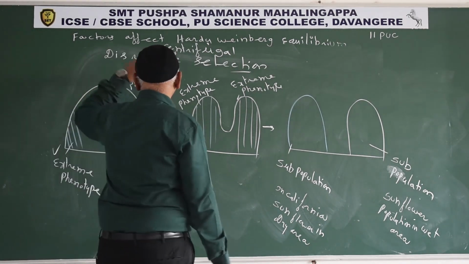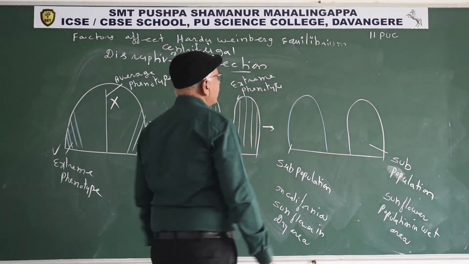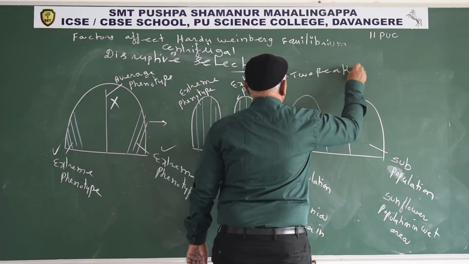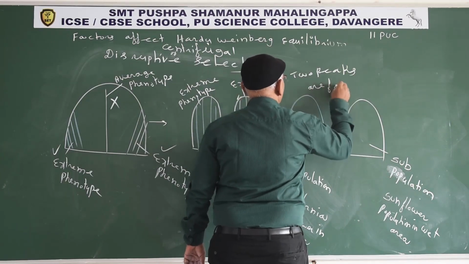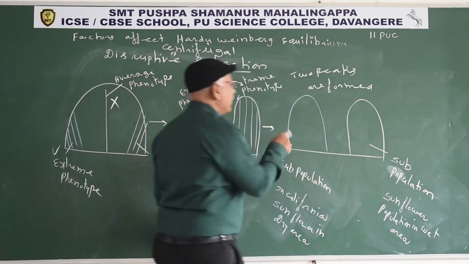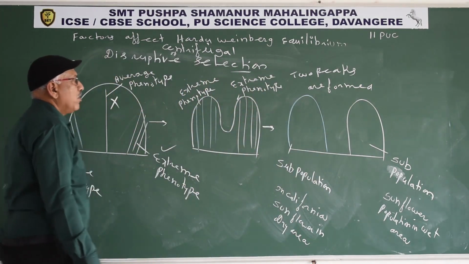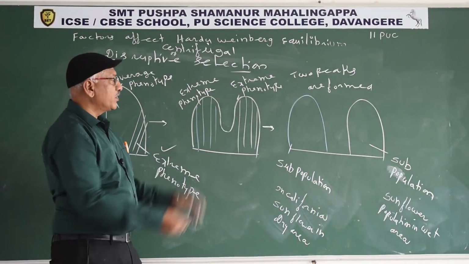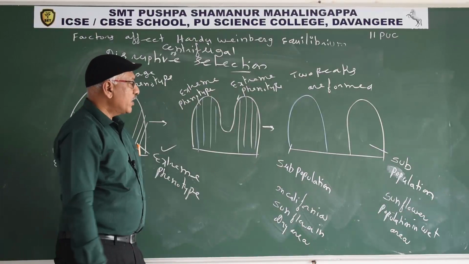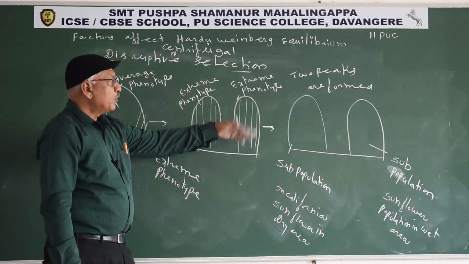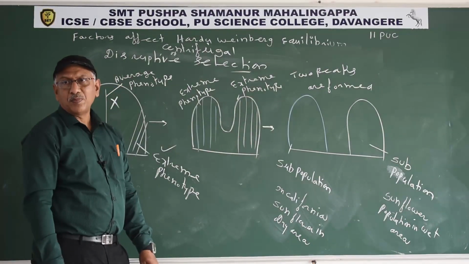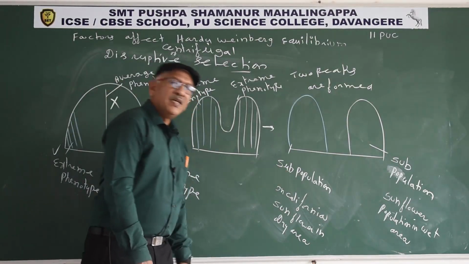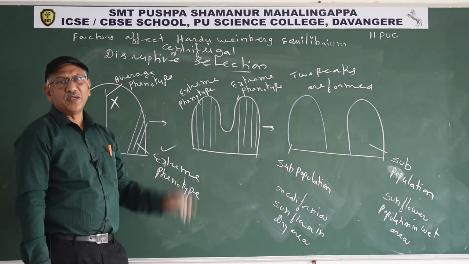That's why in your textbook the author mentioned that due to the operation of disruptive selection, two peaks are formed. Peak means here extreme phenotype. So the number of peaks depends upon the number of extreme phenotypes. Two peaks are formed and each one is known as a subpopulation. In the course of time, members of one subpopulation become reproductively isolated from members of the other subpopulation. At that time, each subpopulation is considered a new species.